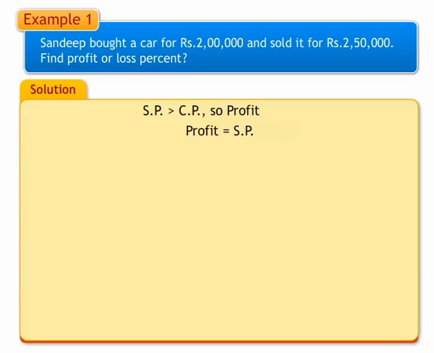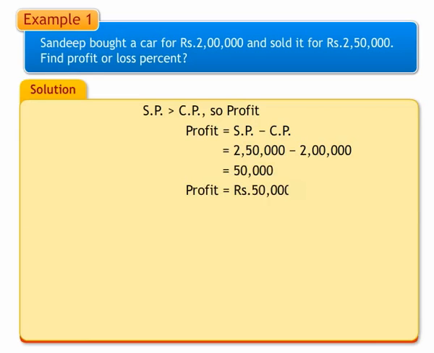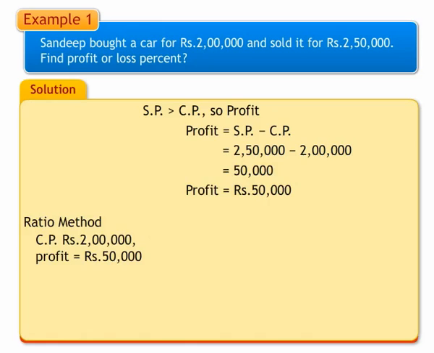Profit is selling price minus cost price. Selling price is 2,50,000 and cost price is 2 lakhs. Therefore, profit is equal to 50,000. Let's use the ratio method to find the profit or loss percent. On cost price of 2 lakhs, profit is 50,000. On cost price of 100, let's take profit as X.